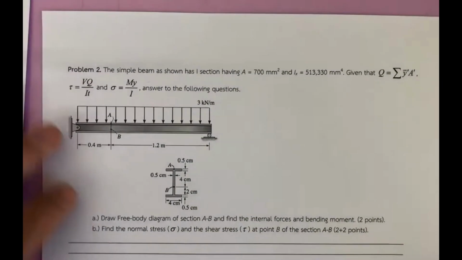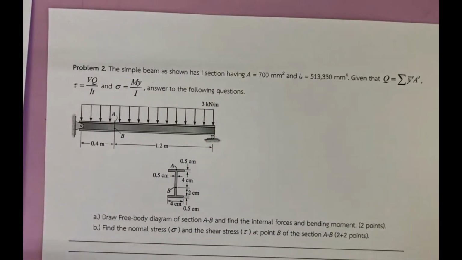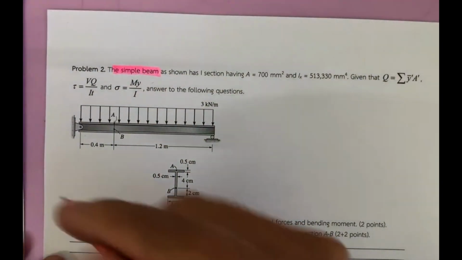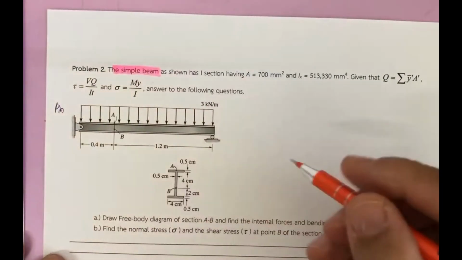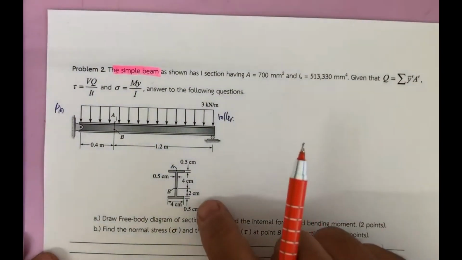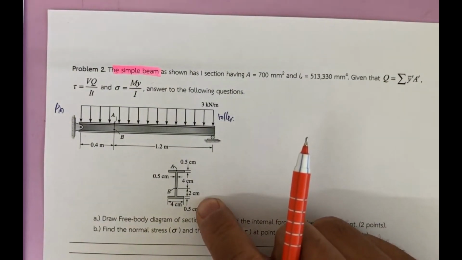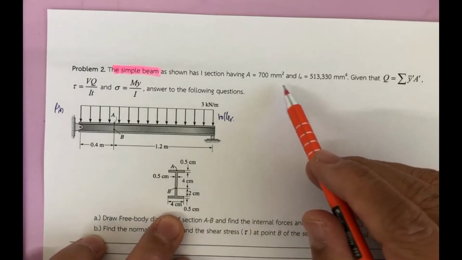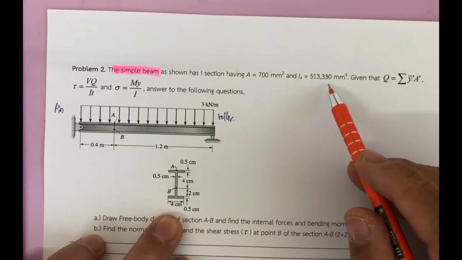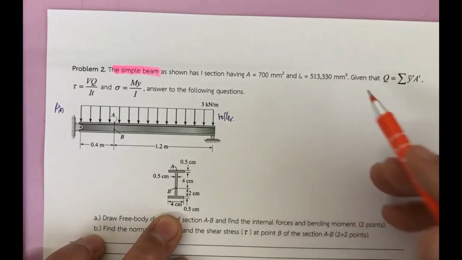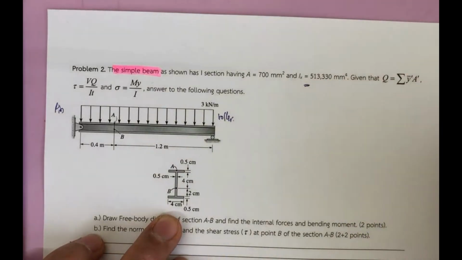Let us work on problem number 2 of the extra problems. In this problem, we have the simple beam. This simple beam has the pin support on the left and the roller support on the right. And the section is here, and it has the area of 700 square millimeter. This is structural steel section, and the I sub x of 513,333 millimeter.